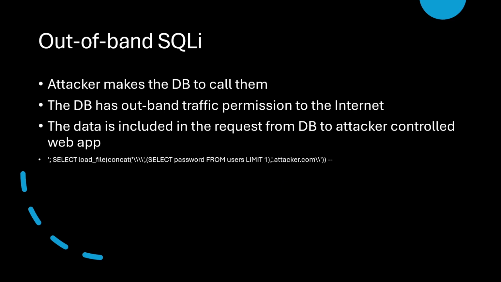Out-of-band SQL injection. In this type of attack, the attacker does not receive the response to their payload directly. Instead, they force the database to call the attacker or send a packet to the attacker with the information that the attacker is requesting. The database has out-of-band traffic permission, which allows it to connect to the attacker. So, in the example that you can see, the attacker will receive something like password.attacker.com, where password is the password for the users, as we have asked it to connect to that domain. This will be a DNS request, which is received by the server that is controlled by the attacker.